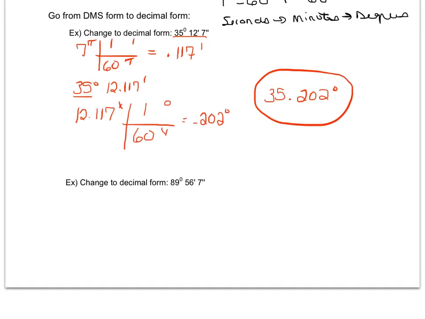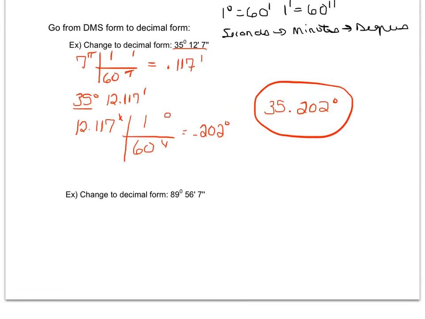All right, so now that you've had a chance to try that, I'm going to go ahead and go through this. So again, I'm going to start with my seconds. So I have 7 seconds again. I'm going to change that to minutes and then combine with my 56 minutes. So 60 seconds in 1 minute. Seconds cancel. 7 divided by 60 is once again 0.117 minutes.